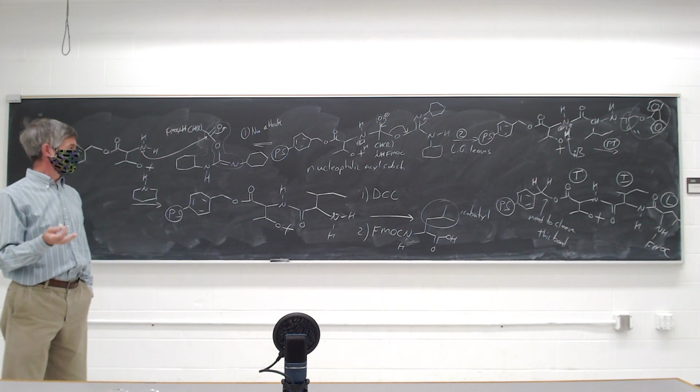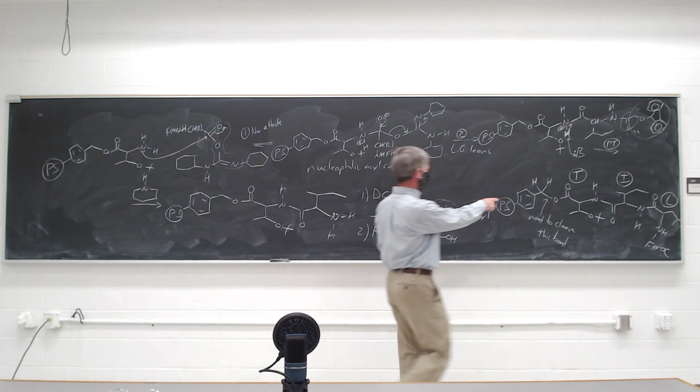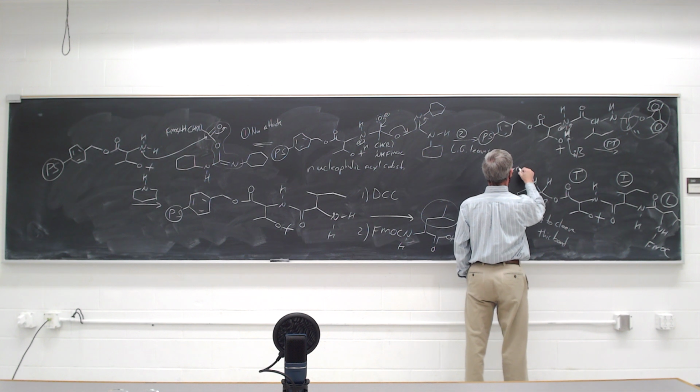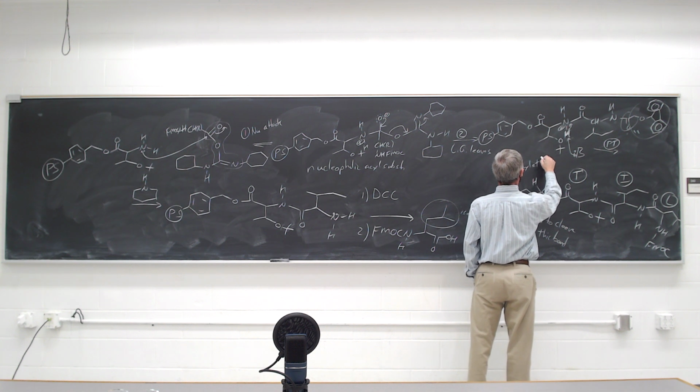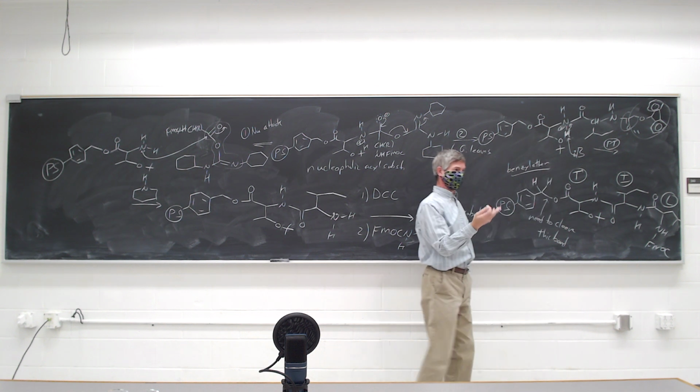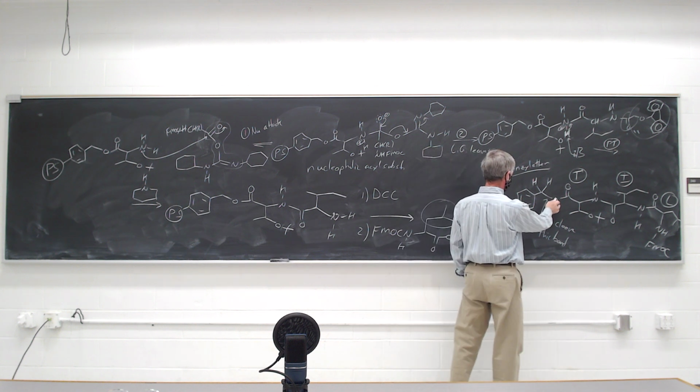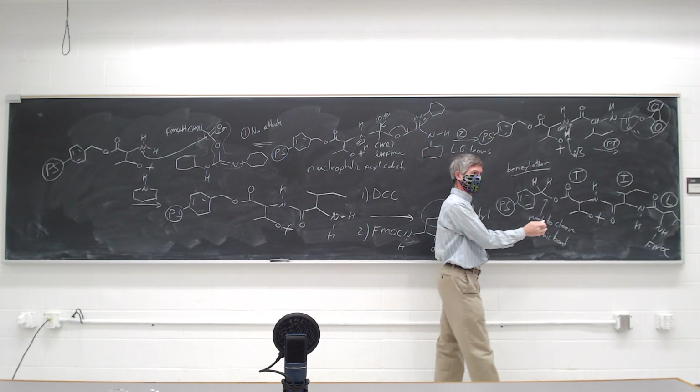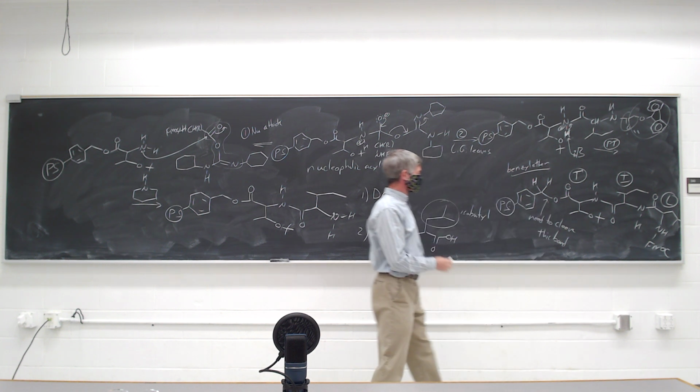There are various ways to do that. That is a benzyl ether, which means it could be hydrogenated. If you add H2 gas, you'll add hydrogen across that carbon-oxygen bond and make a methyl group here and liberate that. That's one way to remove it.